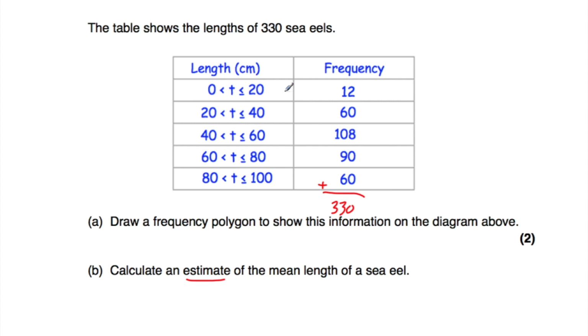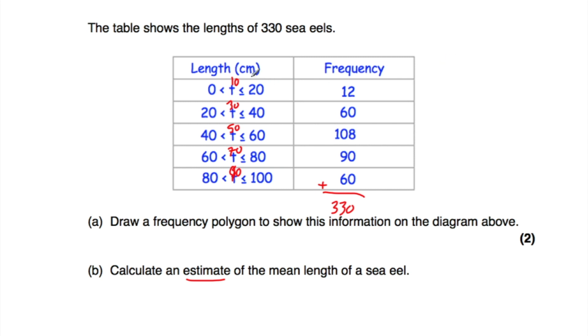So we're going to let them all have a length of 10 centimeters. It's the fairest number to choose between 0 and 20. Between 20 and 40 centimeters, we're going to pretend these 60 eels all have a length of 30 centimeters. Between 40 and 60, we're going to let these 108 eels each have a length of 50 centimeters, and so on, 70 and 90. So that's the midpoints.